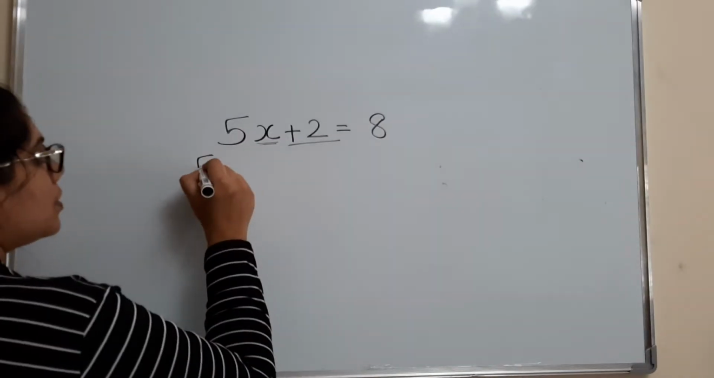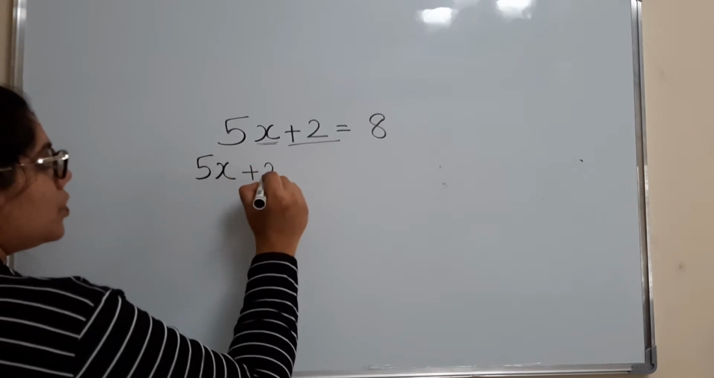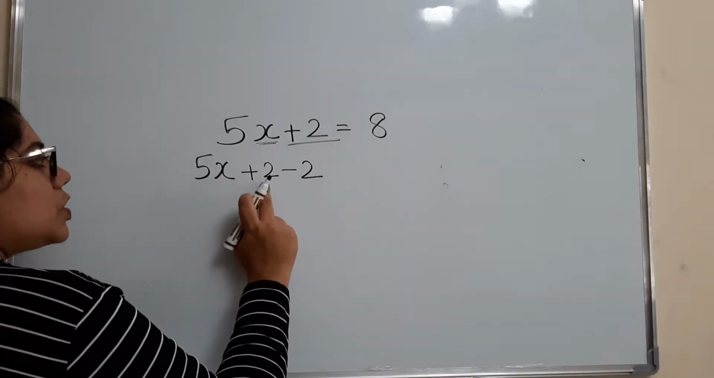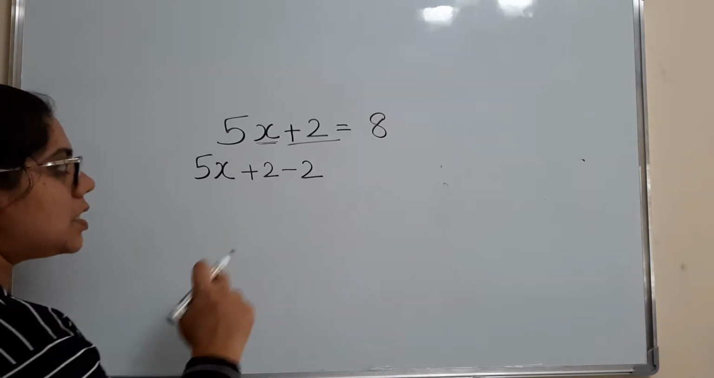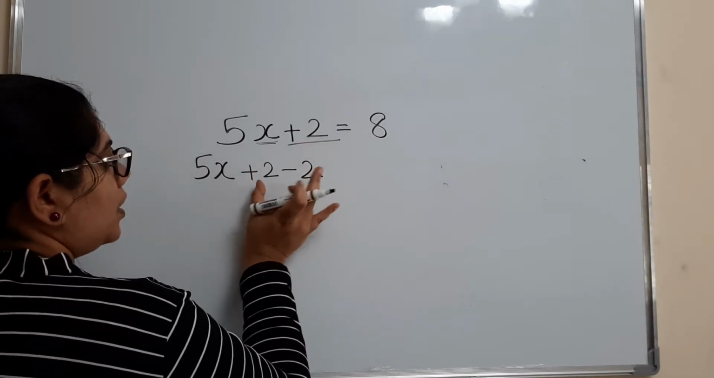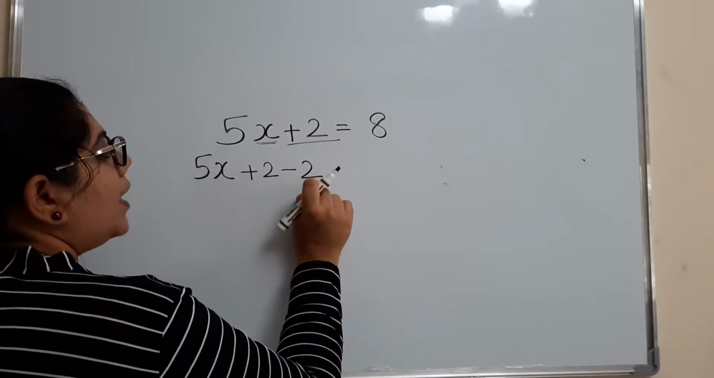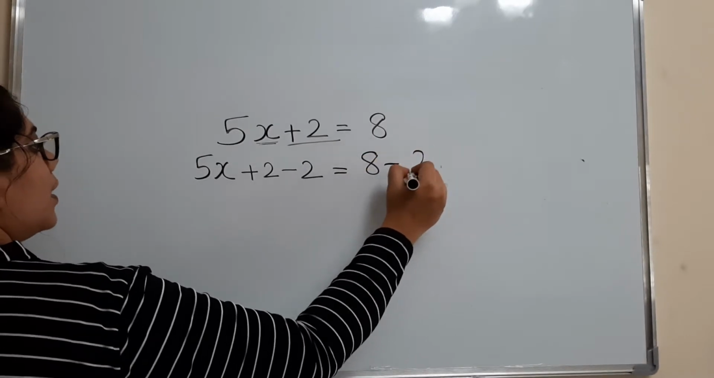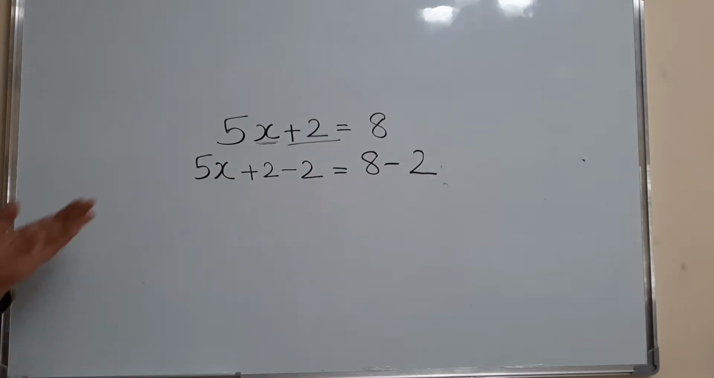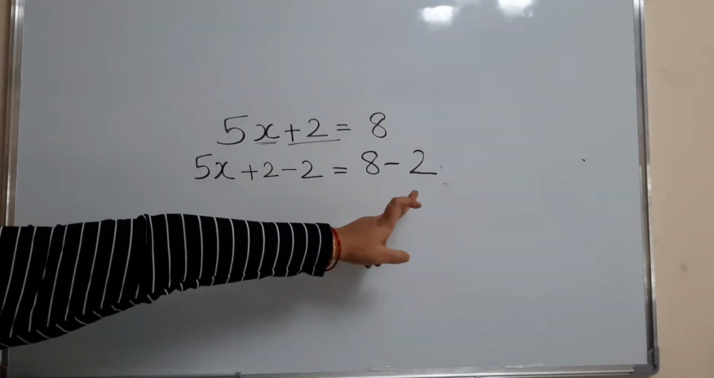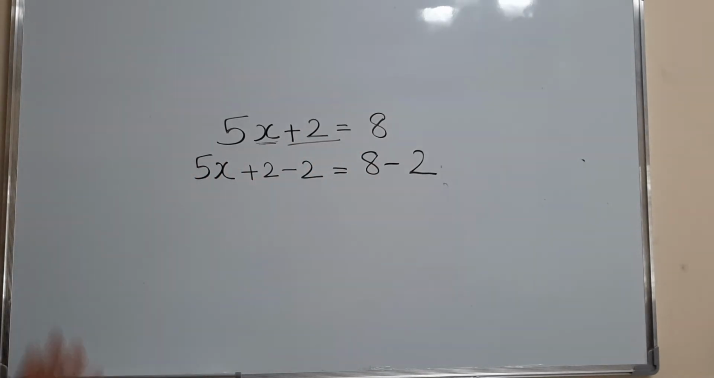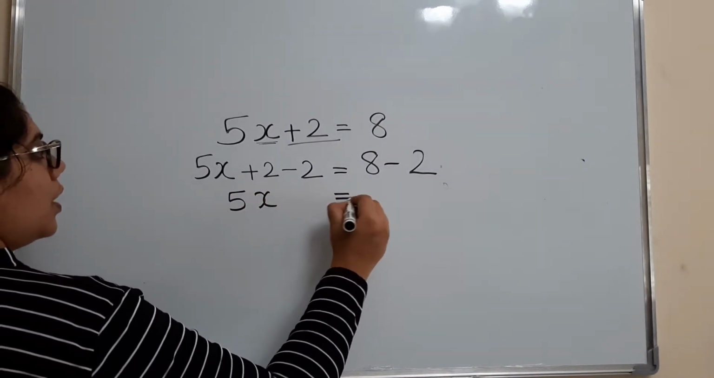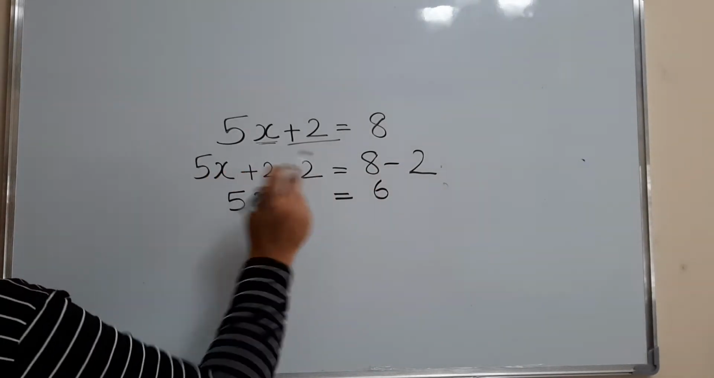So for that what will I do first? 5x, if there is plus 2, then I will do the additive inverse, right? The additive inverse of 2 is minus 2, because 2 minus 2 is 0, so that I can eliminate it. For that purpose I am adding negative 2 here. If I am adding negative 2 here, then I want to do negative 2 here also. Then only it is called balancing the equations. So now 5x is equal to 8 minus 2, 6, because 2 minus 2 is 0.